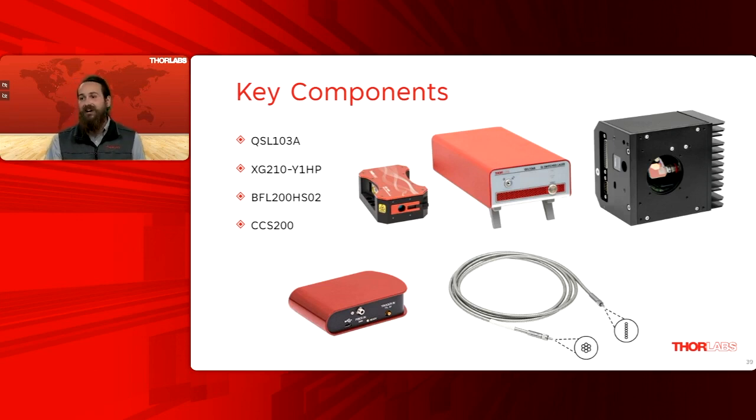So moving on now, I'd like to talk about some key components that made this possible. Of course, it couldn't be done without the QSL-103A. That's the laser system we used throughout this. Our Galvo was an XG series made by Thorlabs. And our Galvo was a slight custom in that it took an analog control signal directly. And most of the Galvos you'll find on our website are digitally controlled.